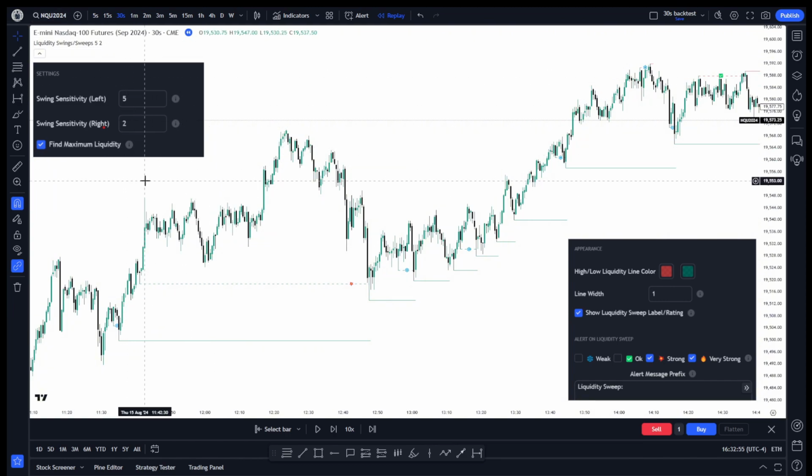I picked these default values based on my own trading style and a 30-second time frame. If your trading style is different and you're looking for stronger liquidity swings, you would want to increase or decrease these values as needed.